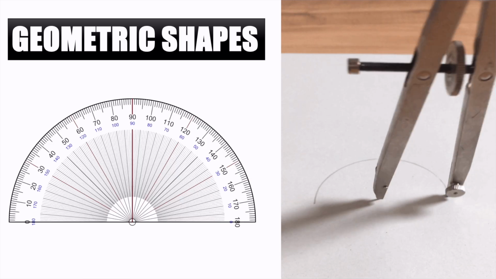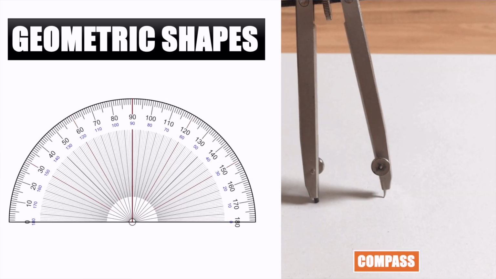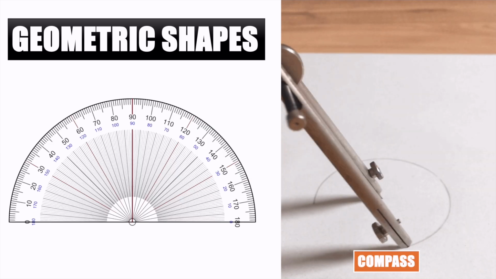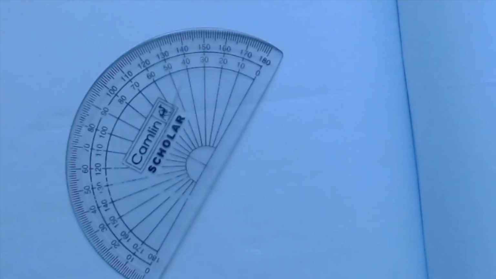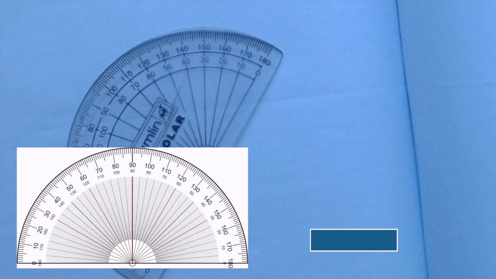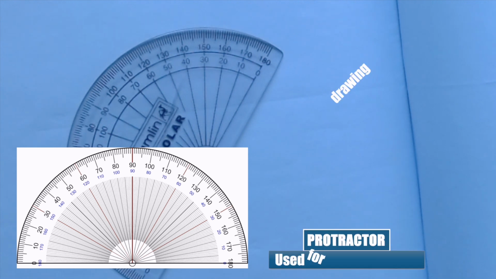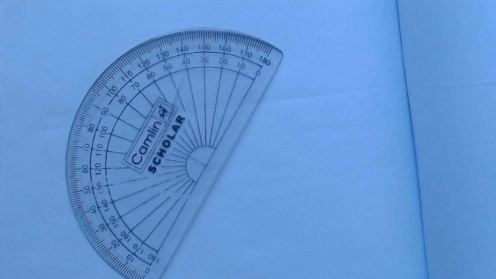Hello, in this video we are going to see geometric constructions with the help of a compass and a protractor. So let's start with the protractor. This semicircular device is a protractor and it is used for measuring or drawing angles on paper. Let's see how we can draw angles with the help of this.